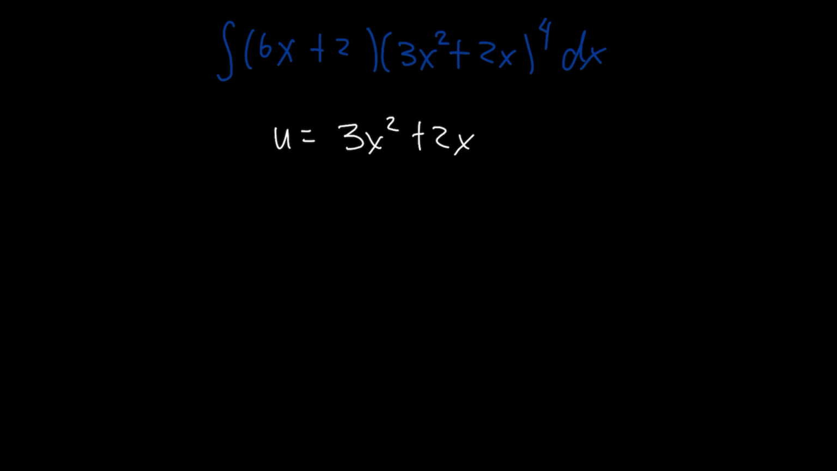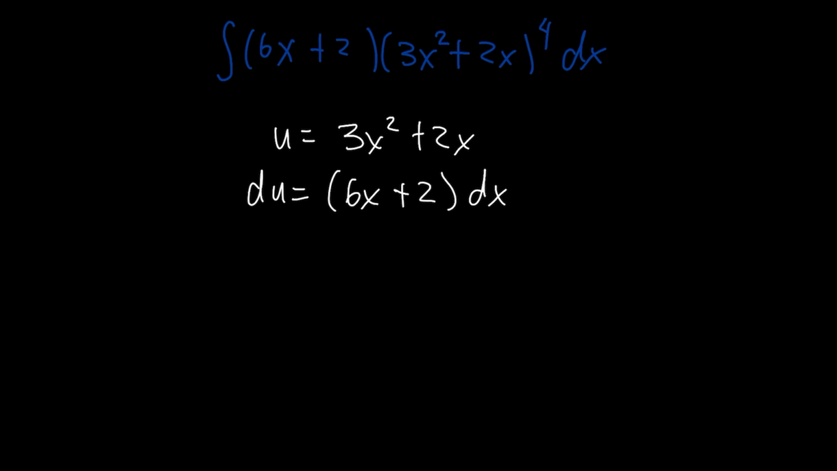and if we're going to derive it, du is equal to, for 3x squared, if we're going to derive that, that is equal to 6x. If we're going to derive 2x, that would be 2. And let's not forget to put dx here since we're deriving with respect to x.